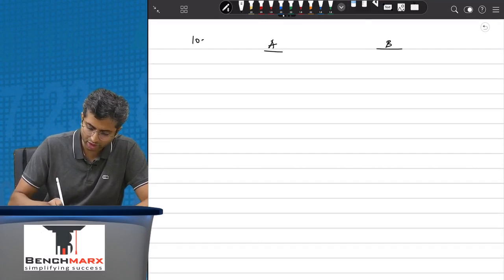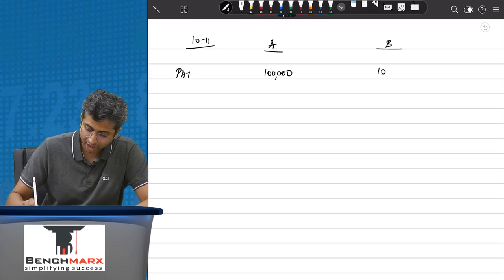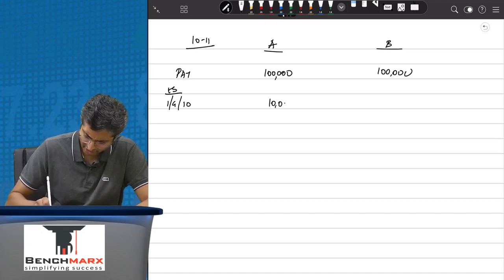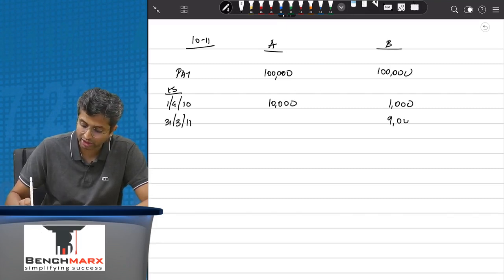Both of them during the year 2010-11 have earned a profit after tax attributable to equity shareholders of, let's say, 1 lakh rupees. Now company A had equity shares from 1st April 2010. It had 10,000 shares and there was no further issue. Company B had only 1,000 shares on 1st April 2010, but on the last day of the year, let's say 31st March 2011, it issued another 9,000 shares.